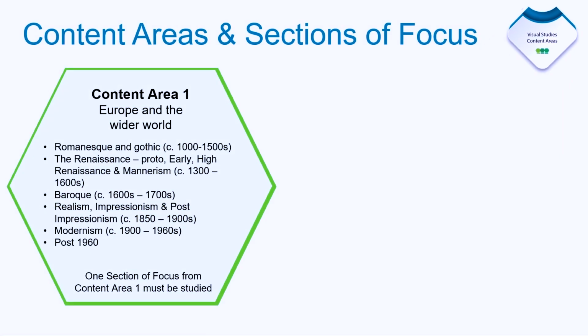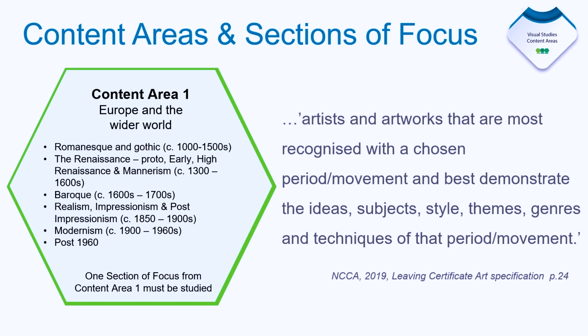Content Area 1, Europe and the Wider World. This broadly covers the canon of Western art from the Romanesque and Gothic periods to the present. The content area is divided into sections of focus. Take a moment and read the associated sections of focus for Content Area 1. Students will study artists and artworks that are most recognised with the chosen period or movement and best demonstrate the ideas, subjects, style, themes, genres and techniques of that period or movement.